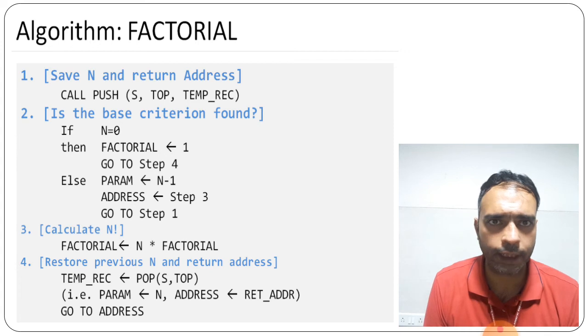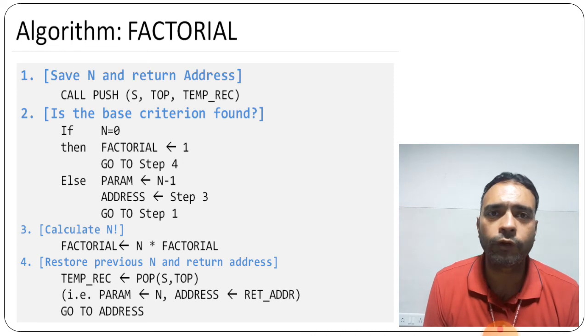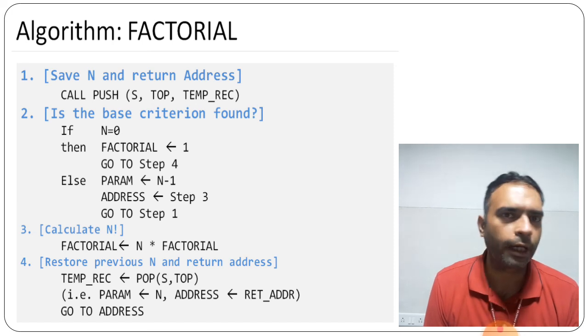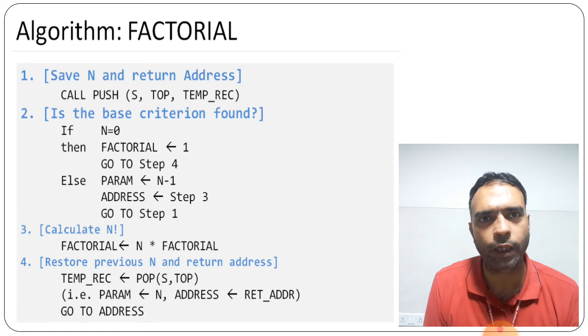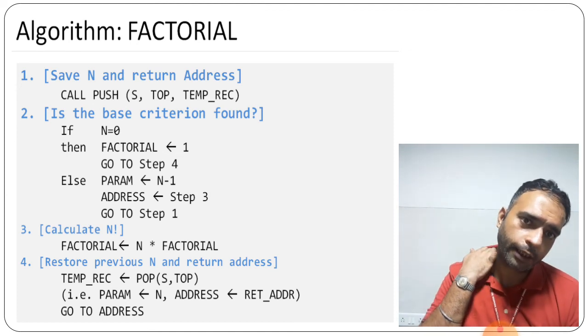And the second step now is the base criterion, that we have to check. So for that the condition to be checked is whether n is equal to 0 or not. If n is equal to 0, then directly we have to give the value factorial is equal to 1, else we have to go to step 4, that is the last part.